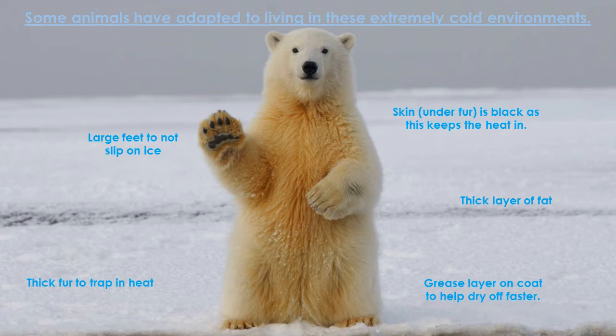Some animals have adapted to living in these extremely cold environments. They have large feet to not slip on ice. Skin under fur is black as this keeps the heat in. So polar bears, they look white, but their skin under the fur is black. Thick fur to trap in heat. Grease layer on coat to help dry off faster. Thick layer of fat. Wow, it's amazing that they live in those conditions. I wouldn't last 2 minutes. Unfortunately it becomes harder for them because of the environment. It's terribly sad, isn't it? There are images of polar bears swimming to find land or ice.